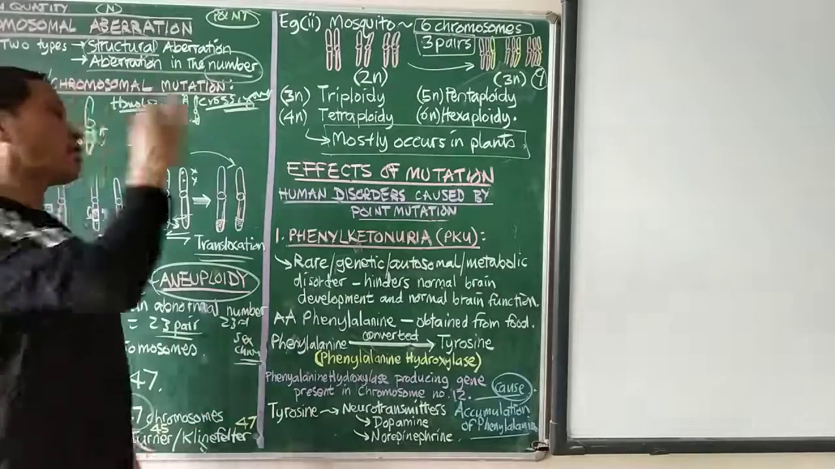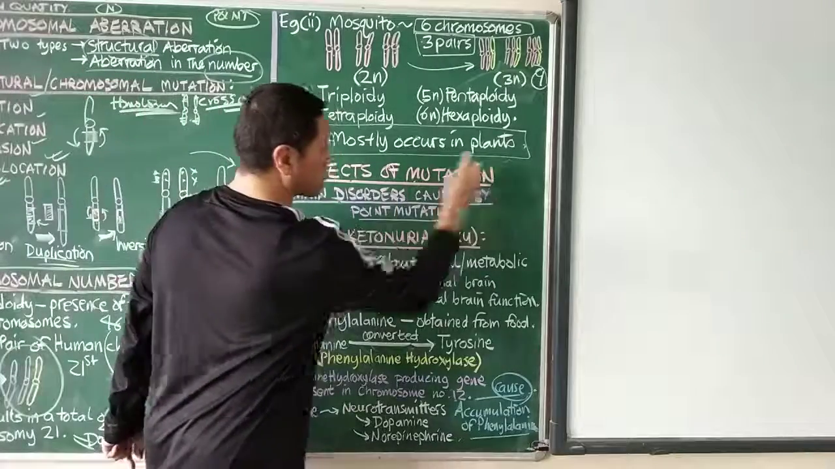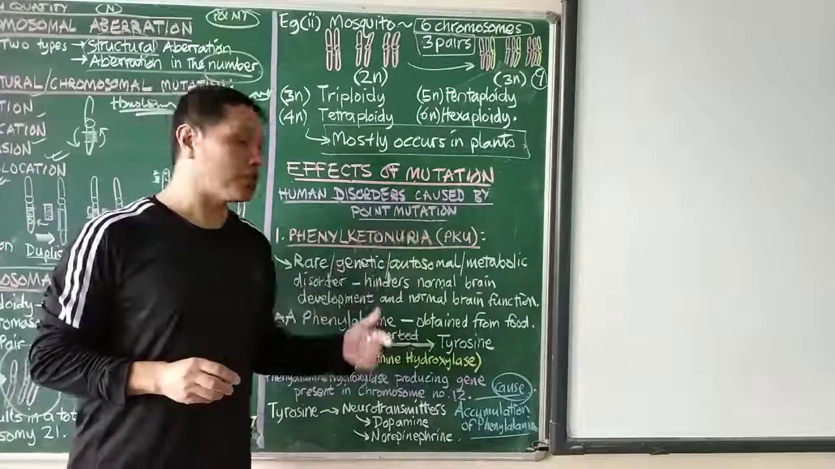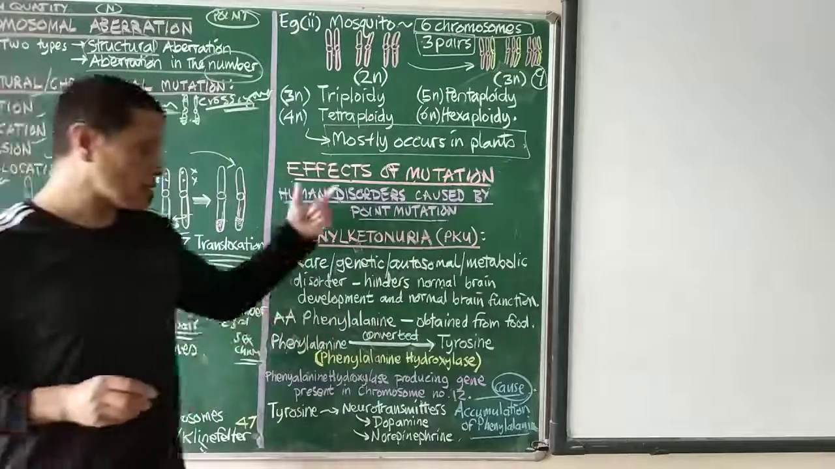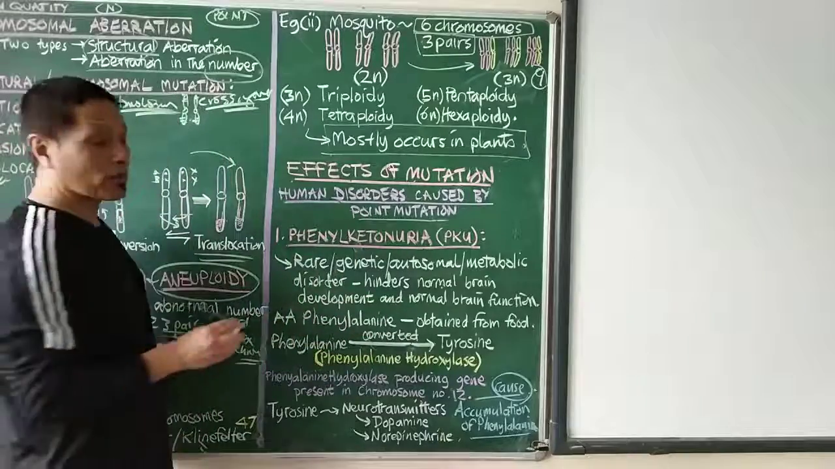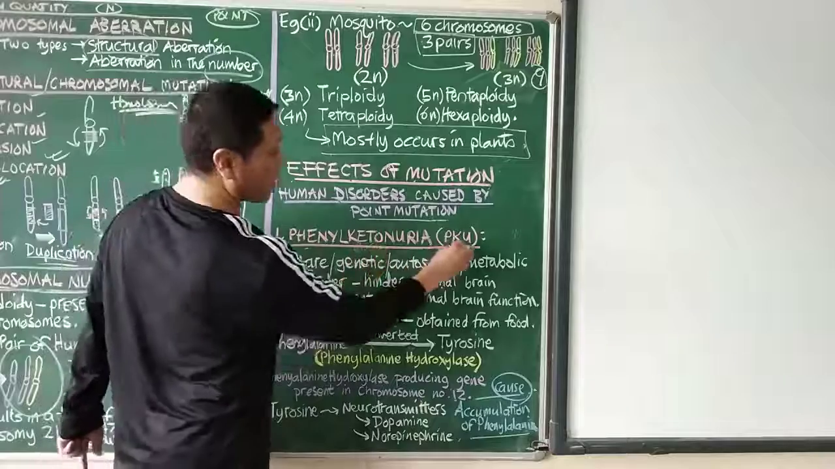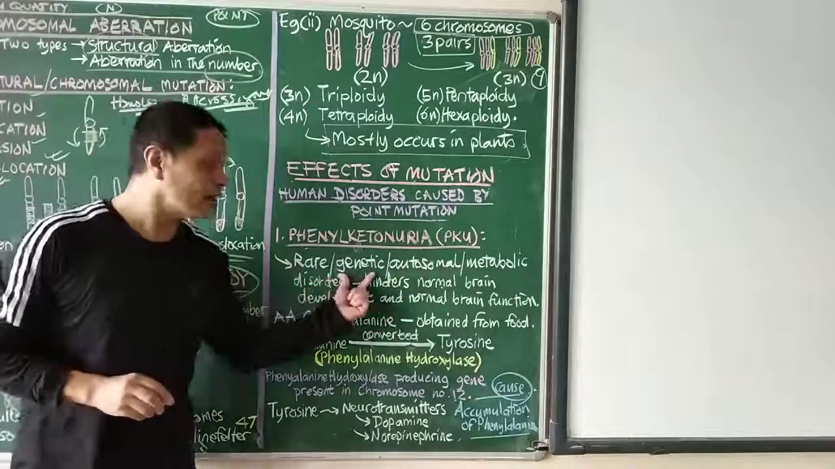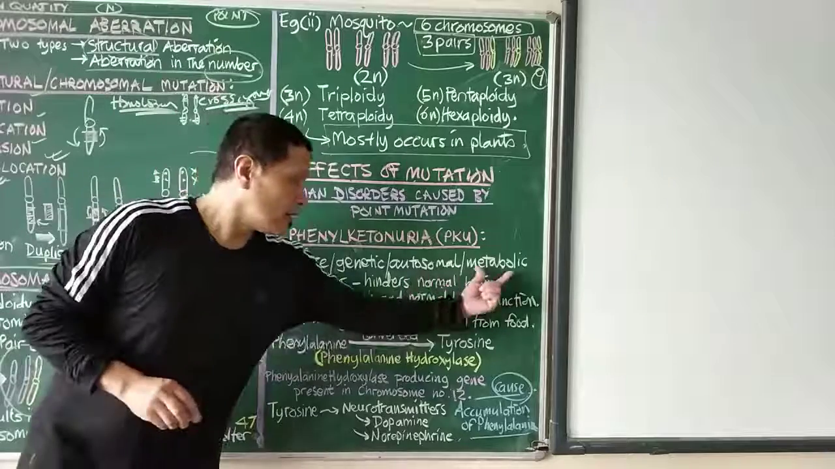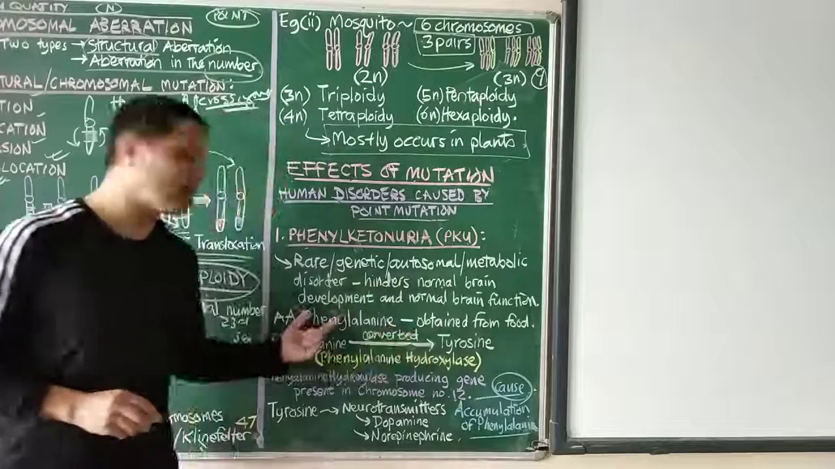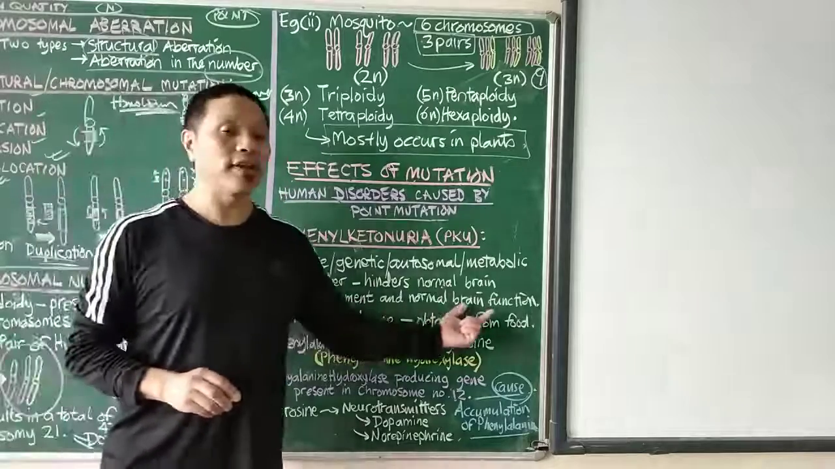Then we move on to the effects of mutation. Human disorders caused by point mutation. These are some of the good classic examples of point mutation. First one is phenylketonuria or PKU. It is a rare genetic autosomal metabolic disorder. It hinders the normal brain development and normal brain functioning.